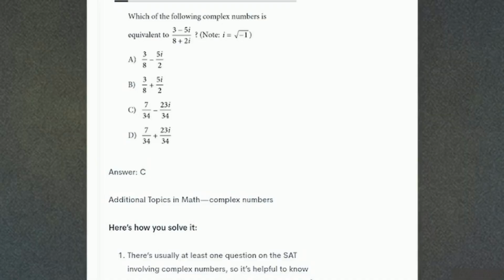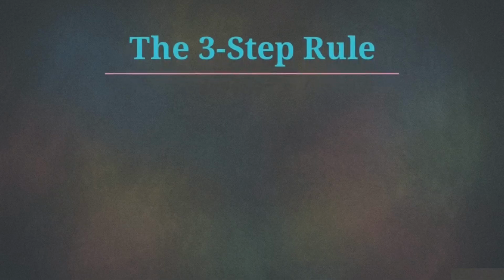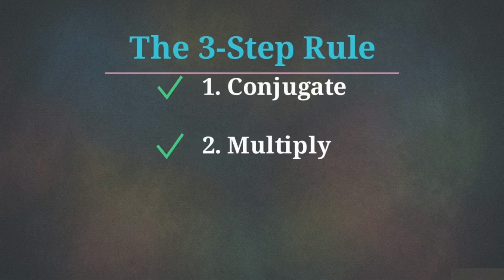Let's bring the original question back to see how our result compares to the options provided. Our calculated answer matches option C exactly. Remember the three-step rule for any problem like this. Find the conjugate, multiply the top and bottom, and substitute -1 for any i squared terms.